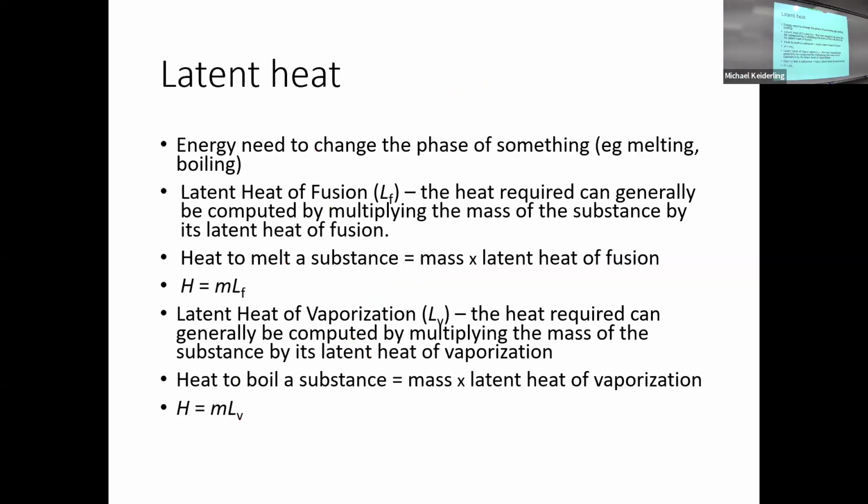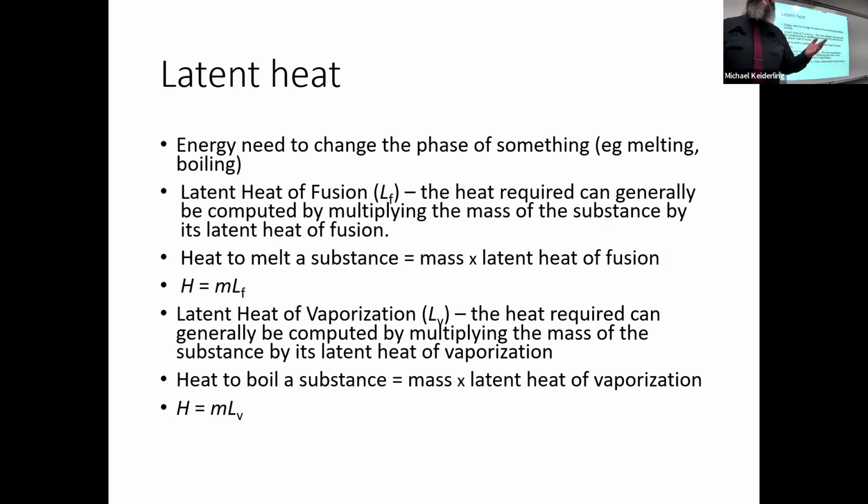Latent heat is the energy needed to change the phase of something, i.e. melting it or boiling it. The latent heat of fusion is the energy required to melt it. The heat required to melt something is its mass times the latent heat of fusion. The latent heat of vaporization is the heat required to boil something. The heat required to boil a substance is mass times the latent heat of vaporization.